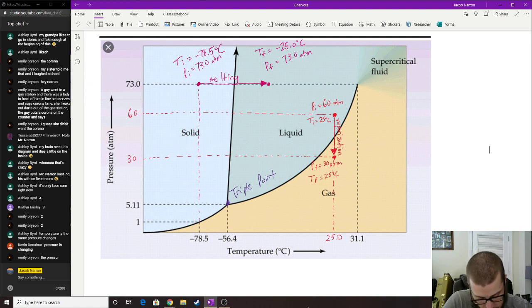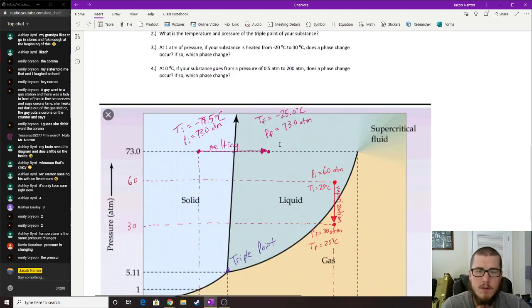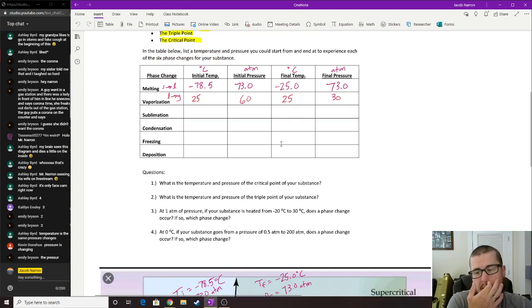Now that we have that, I'm going to add it to my table very quickly. Initial temperature, T initial, 25 degrees. And then final temperature, hey, what do you know? Still 25. Initial pressure, 60 atmospheres. Final pressure, 30 atmospheres. Okay, so there you go. I just updated my table.